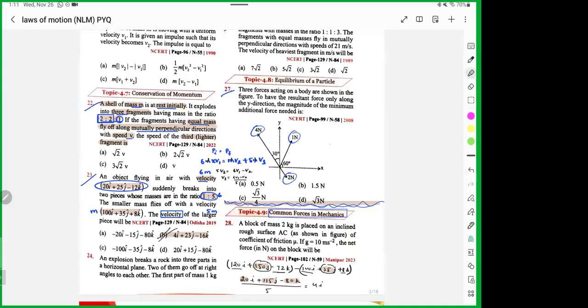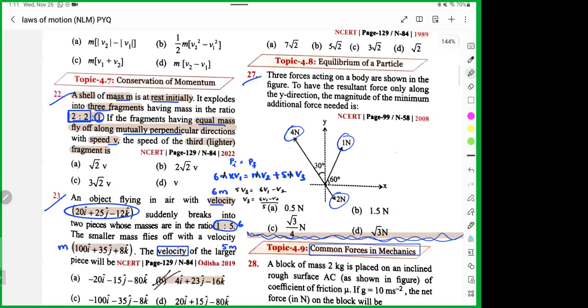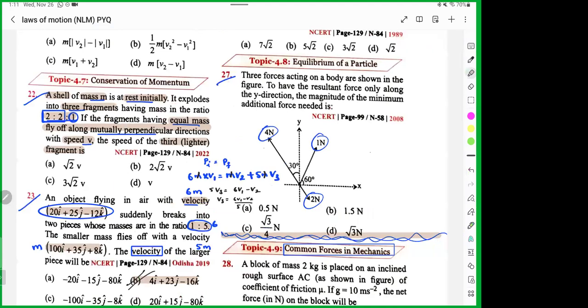In the first and second situation, you have the observation that linear momentum is conserved. Example in the 22nd question: the mass was at rest. If I do it fast, I know here the linear momentum will be zero, because the final momentum should be zero. When it explodes into three fragments, their mass is given and equal mass they move. What will be the third part?